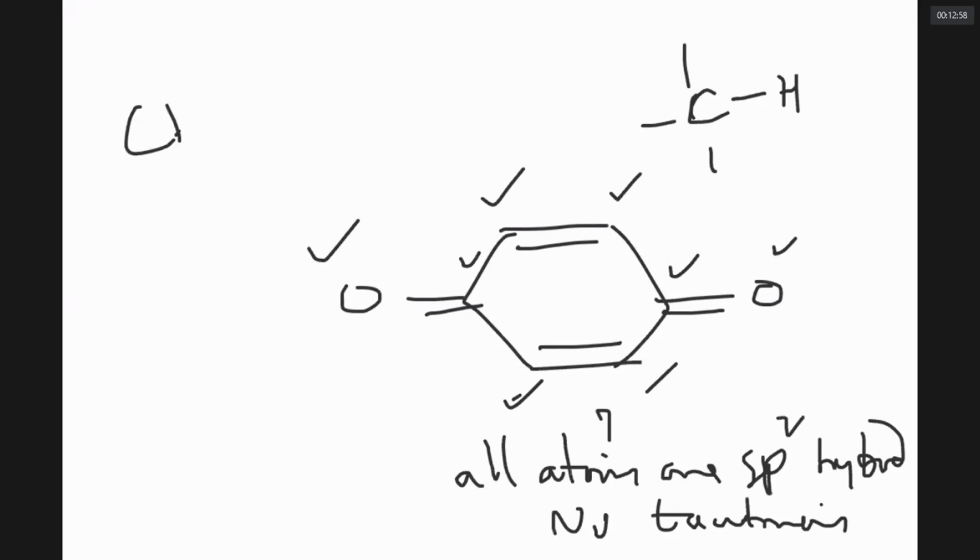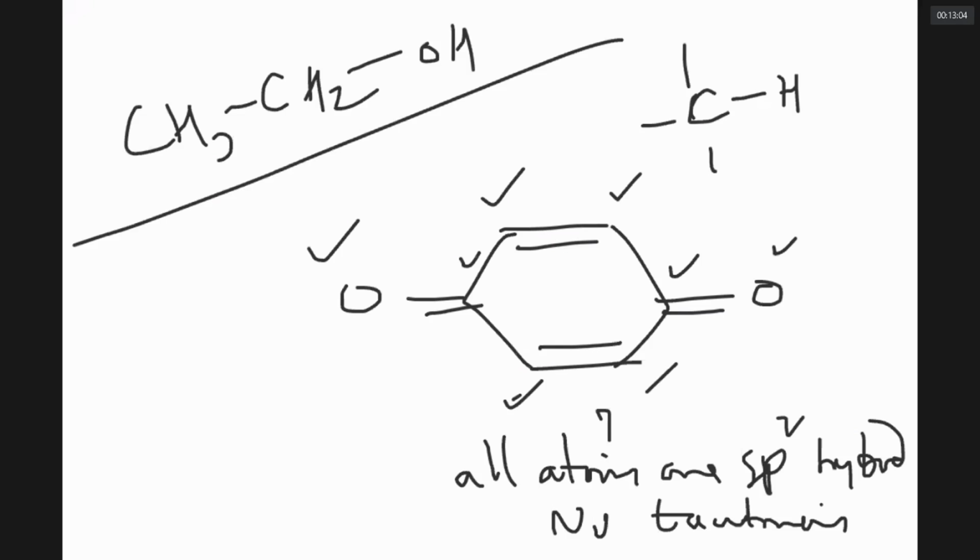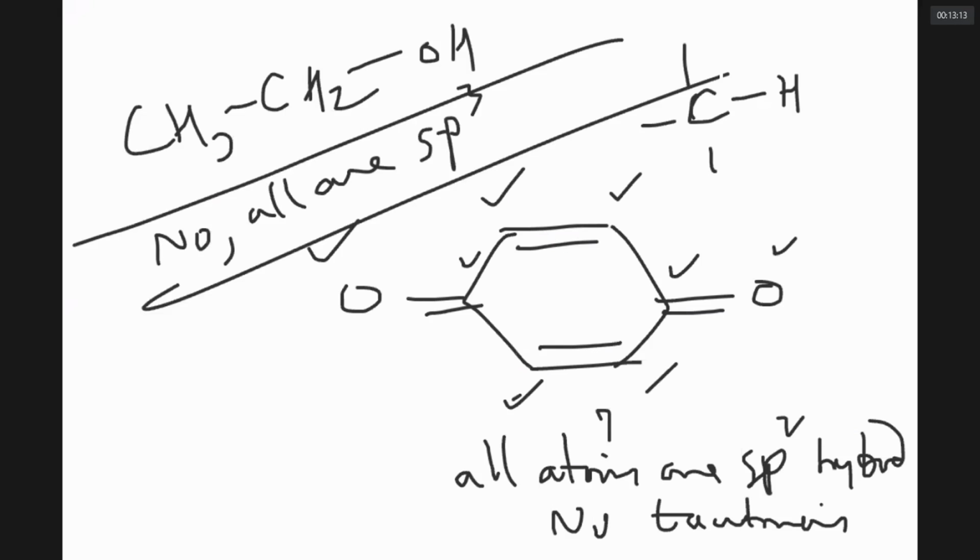Can it have tautomerism? No, because all are sp3 hybridized. If there are all ladies in a room, they can't have children, even if they try. If they have all gents in one room, they can't have children, even if they try. You require a combination. But even in that combination, immediately you can't get a child tomorrow morning. You have to put in effort and wait.